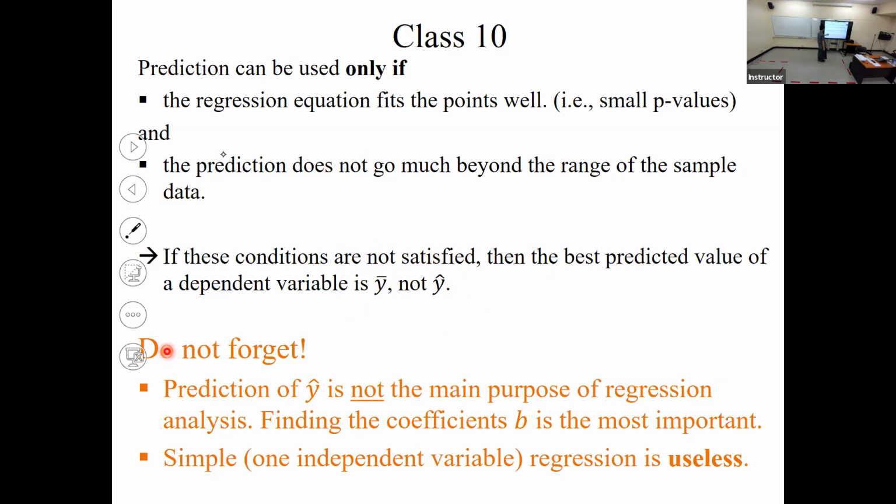Reminder, prediction is not the main purpose. Finding the slope coefficient b is the most important purpose. Also, simple regression, that means one independent variable regression, is useless because of what I explained yesterday, because other factors are not controlled for.